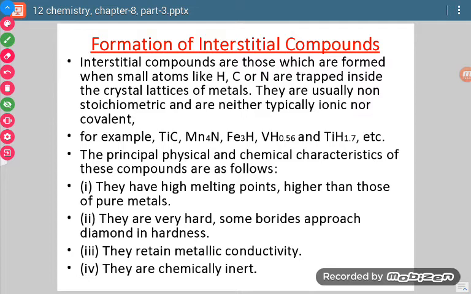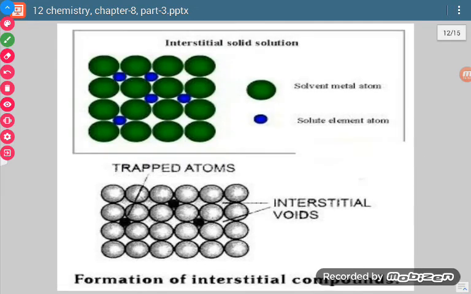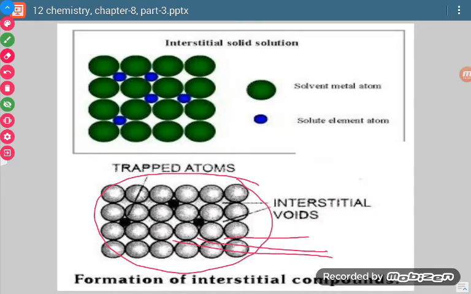Okay. Now an important property comes: formation of interstitial compounds. Now first of all, what are interstitial compounds? Before that, we have to study what an interstitial site is. Now see, in this diagram, whatever space is left out between the spheres of atoms after packing, that place is called an interstitial void or interstitial site.